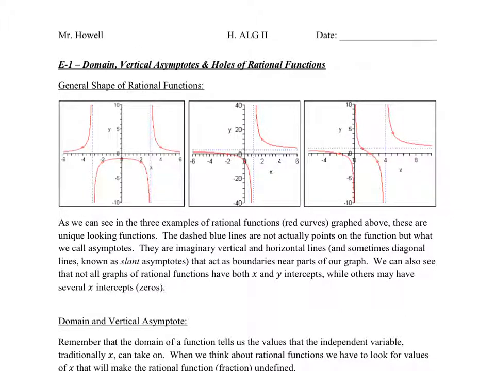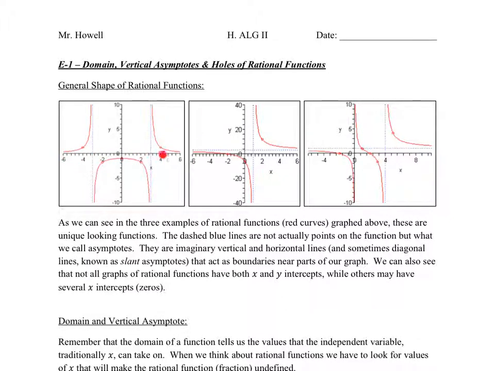The first thing we're going to talk about is the general shape of rational functions. Rational functions behave asymptotically, meaning there are a lot of asymptotes that occur because there are discontinuities. If I look at this first one here, I'll see there's a vertical asymptote here, there's a vertical asymptote here, and there's actually, in this case, a horizontal asymptote here.